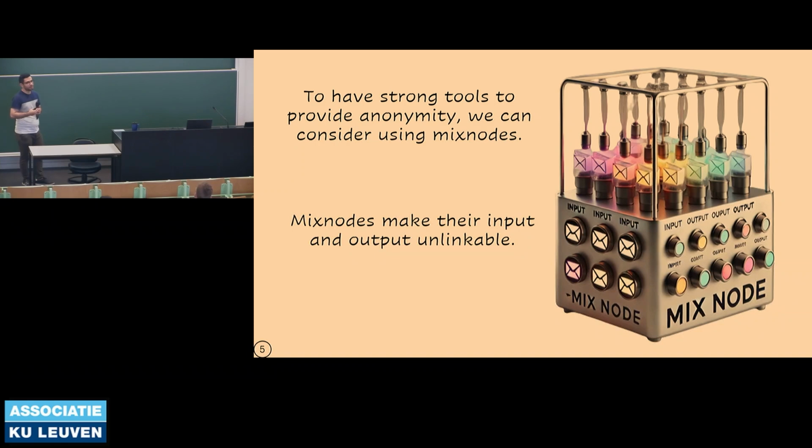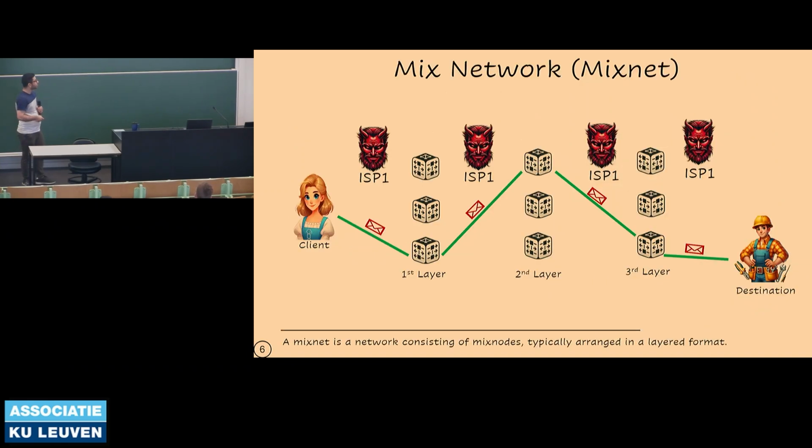mitigate such adversarial behavior. To be more precise, usually we use mix nodes in a network that we call a mixed network or mixnet. And typically, we form the mix nodes in layered formats. And in such a scenario, one client can pick one node from each layer to make a communication path for forwarding a packet. And now the internet service provider can corrupt all parts of the network, as you can see, but still cannot say who communicates with whom. So the anonymity will be provided.